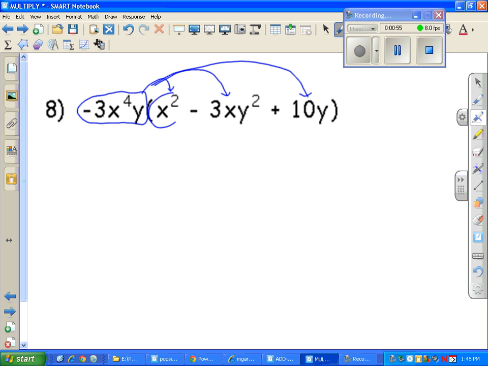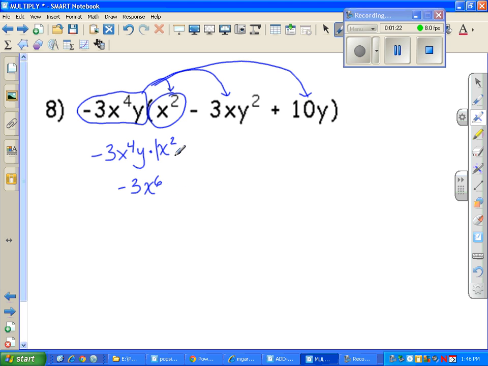If I follow my first arrow here, I see negative 3x to the fourth y is going to be multiplied by x squared. Now, there is a coefficient of x squared. It's a 1. So negative 3 times 1 would be negative 3. And then I would look for my variables with the same base. X to the fourth and x squared have the same base. Using the laws of exponents, I can say that x to the fourth times x squared is x to the sixth.